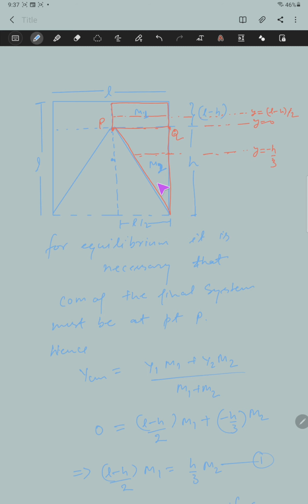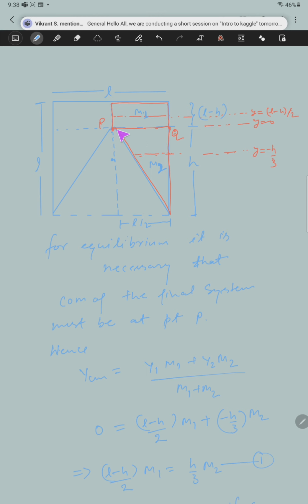Now the final system is in equilibrium. If the system is in equilibrium, this means that the center of mass of this final object is at this location, the point P. So we have to calculate this h, the height of this isosceles triangle. So how do we proceed? Since this object is in equilibrium, the center of mass is at the point P.